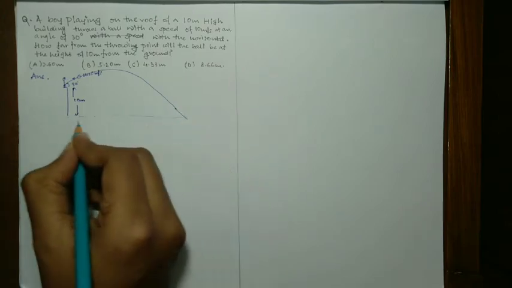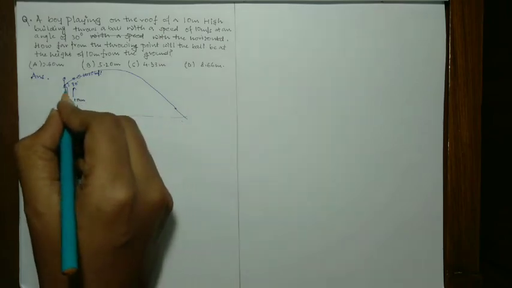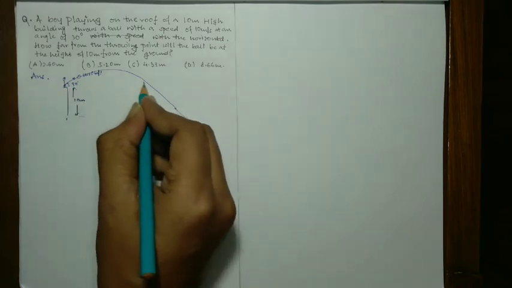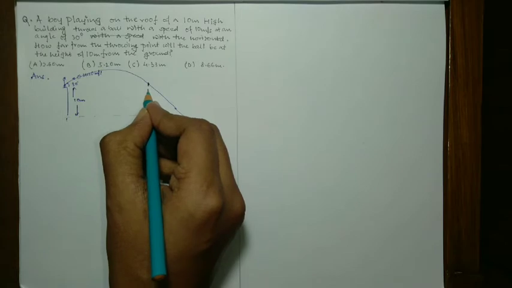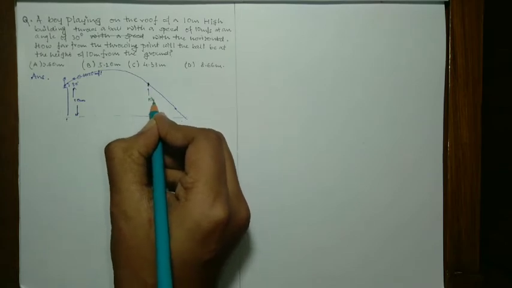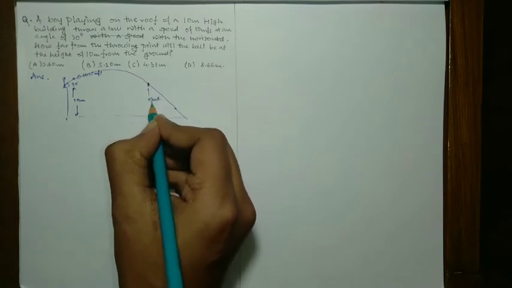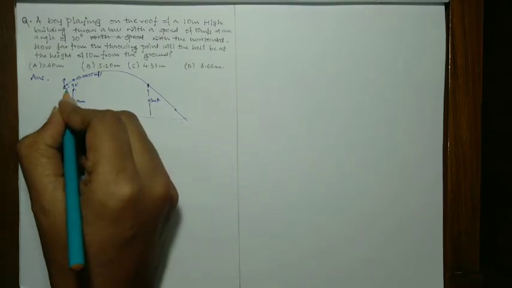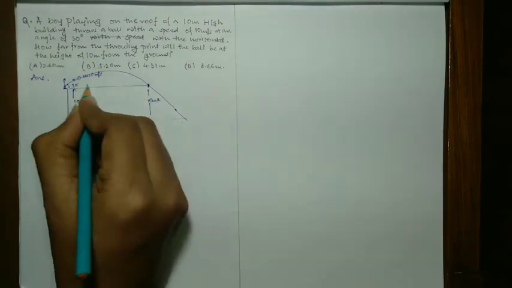Now we don't have to find this distance, we have to find the distance when this ball will again be at a height of 10 meter. Suppose this is the height, 10 meter. So we have to find this distance.